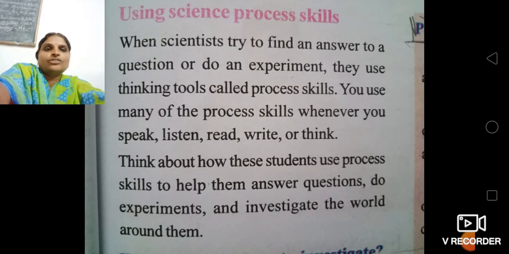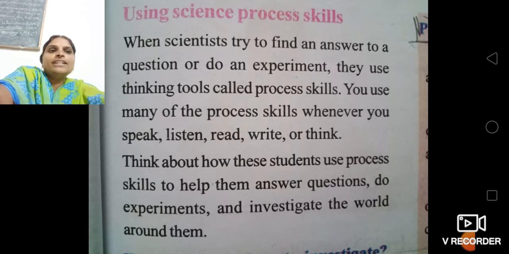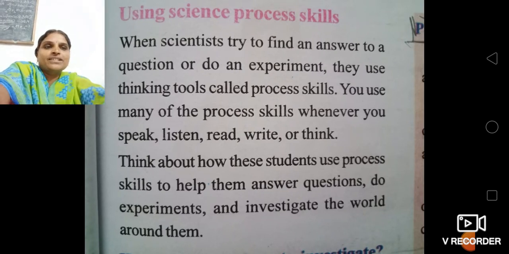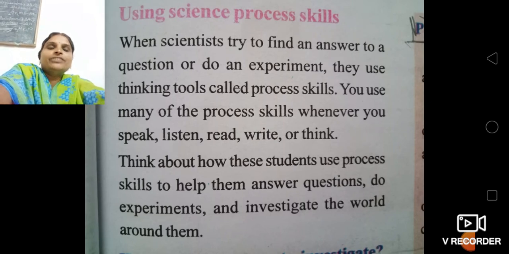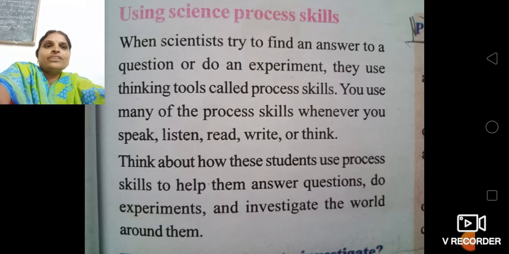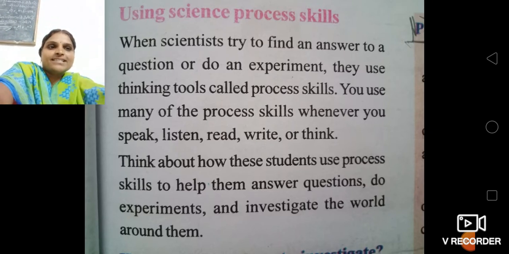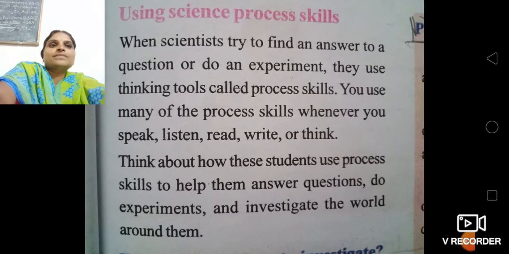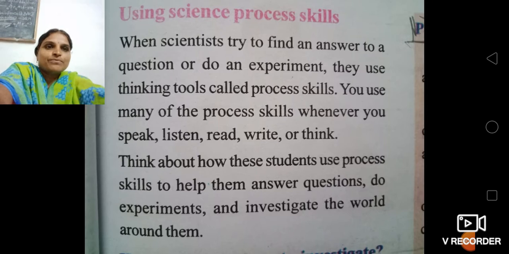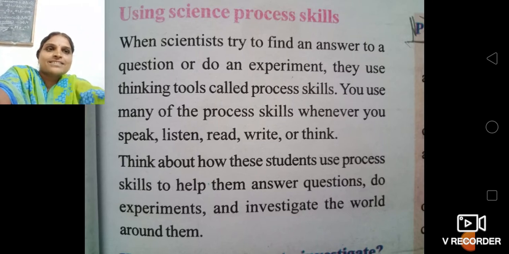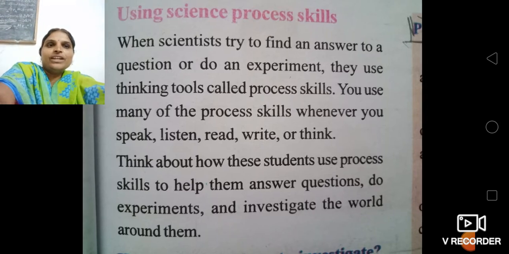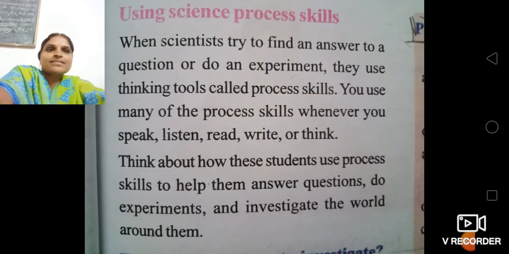Today we will discuss process skills used by some students. We have already discussed in the previous class what steps are followed by scientists. In the same manner, process skills are followed by some students who want to find out a hypothesis using process skills.